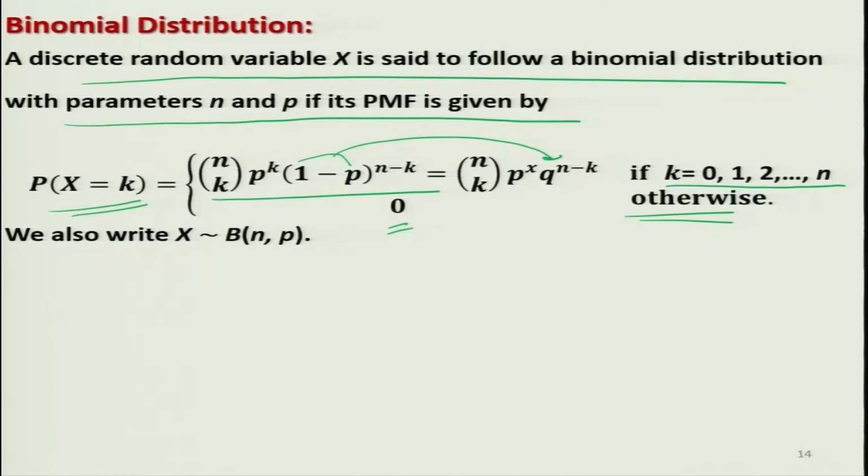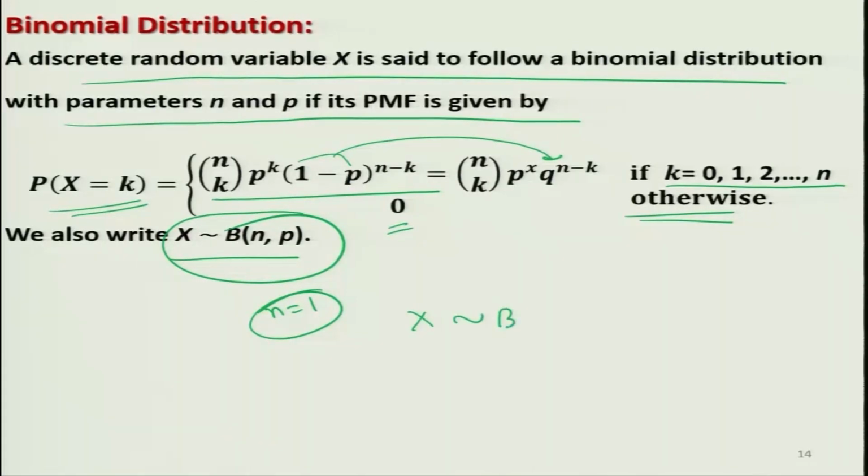And we indicate symbolically that x follows a binomial distribution with the parameters n and p by writing x tilde b, and inside the parenthesis small n comma small p. That is the standard symbolic language in which we represent this. And if you take n equal to 1, what do you get? If I write x binomial 1 comma p, don't you think that you are going to get the Bernoulli distribution? Think about it. Answer is yes.